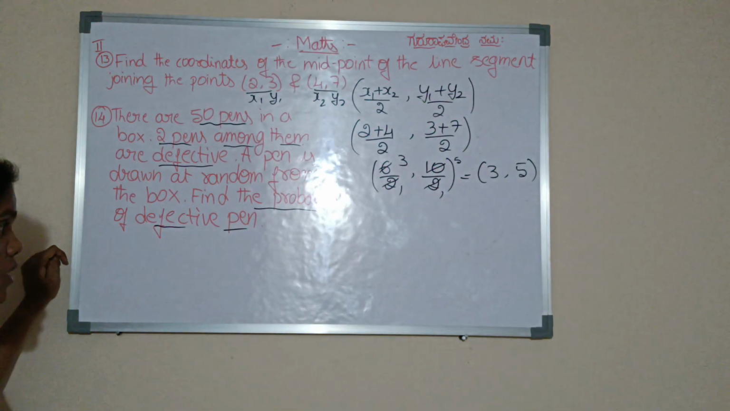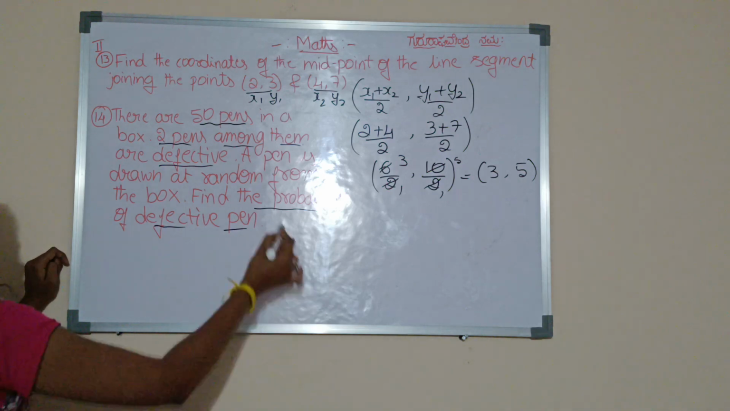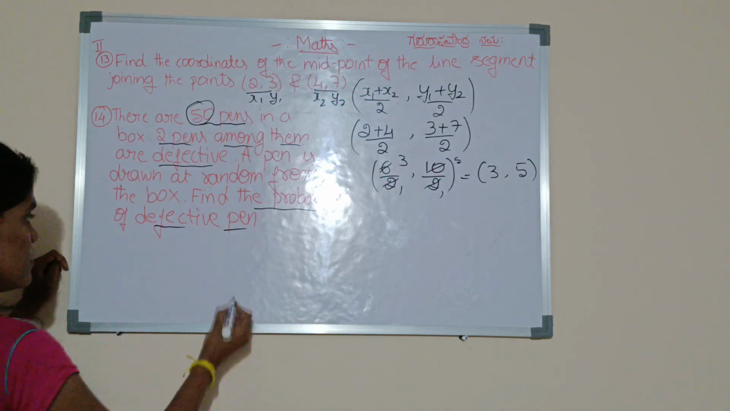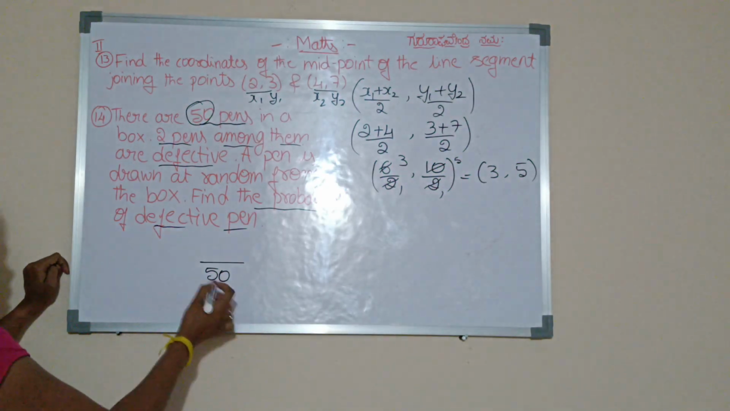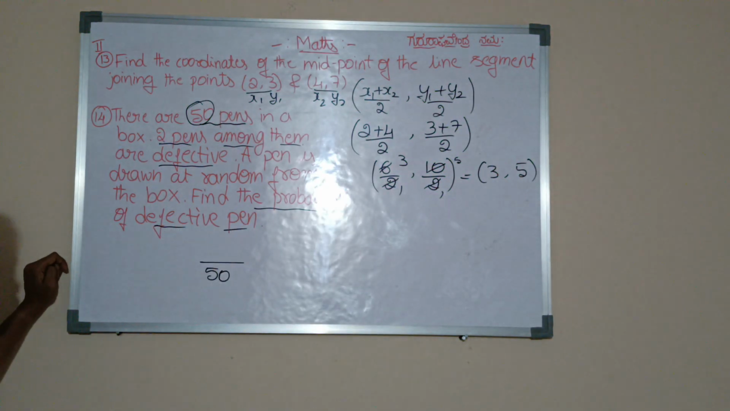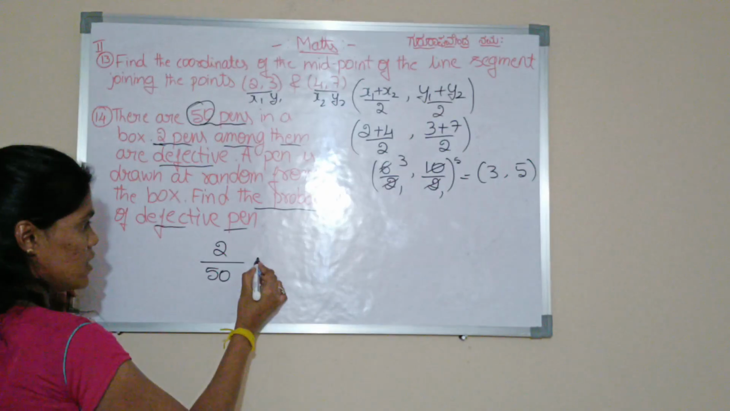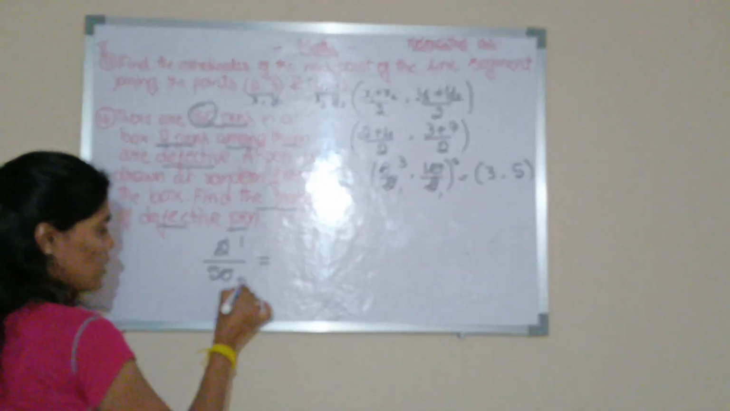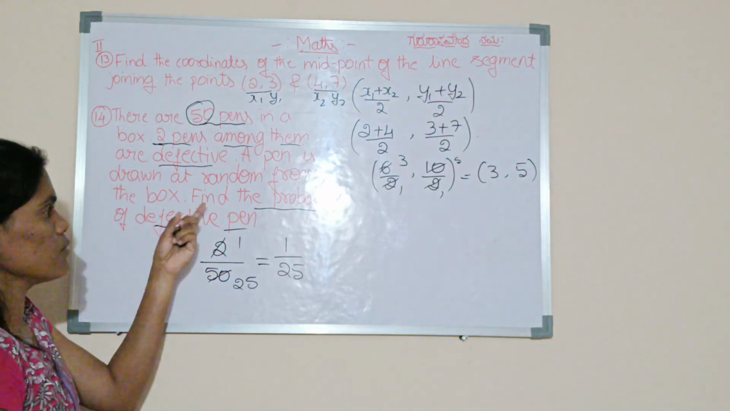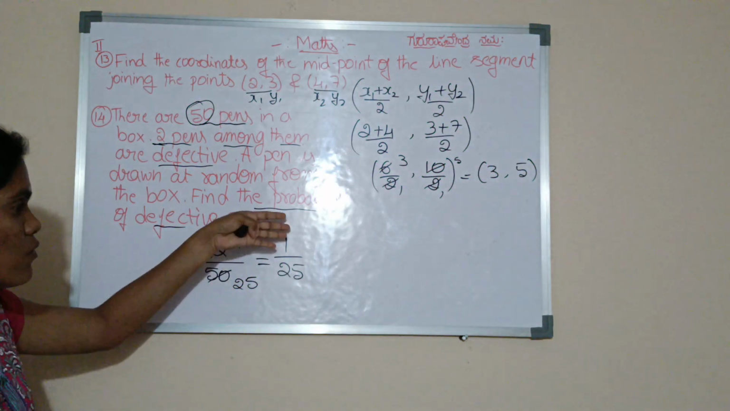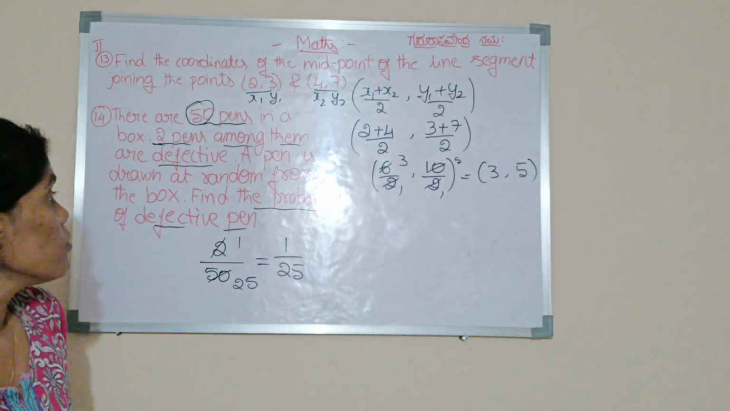You already knew the formula: number of favorable outcomes divided by total outcomes. What is the total outcome? That is 50. You have to write 50 in the denominator. What are they asking? Defective pens they are asking. How many defective pens are there? 2. That is 2 by 50. That is 2 ones are 2, 2 twenty-fives are 50, so 1 by 25. What is the answer for the probability of a defective pen? 1 by 25. Among 25 pens, 1 will be a defective pen.